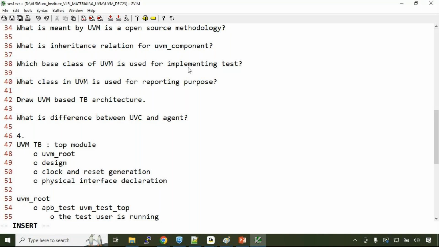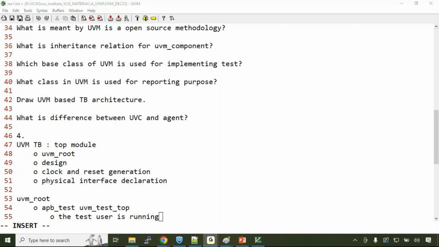APB test is instantiated as what? UVM test top. Always in UVM, remember, the test is always instantiated as UVM test. Whichever test case you are running, it is always instantiated as UVM underscore test underscore top. This is the common name always.